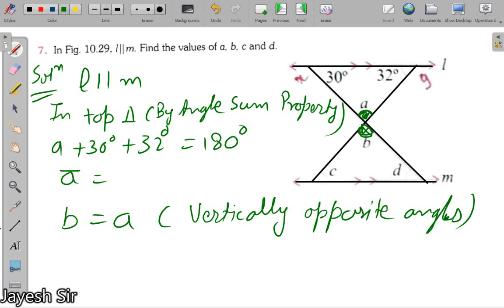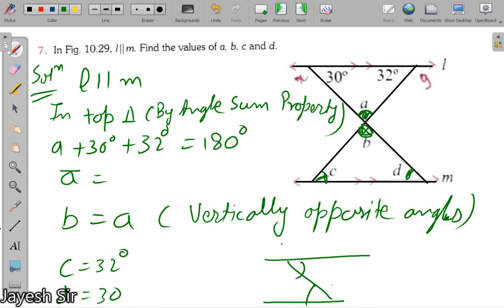And lastly, about angle C and angle D. See, for line L parallel to M, this angle and this angle are both alternate pair of angles. So angle C is equal to 32 degrees and angle D will be equal to 30 degrees. The reason for that will be alternate interior angles. I am writing the short form AIA for alternate interior angles. You have to write down the full spellings.